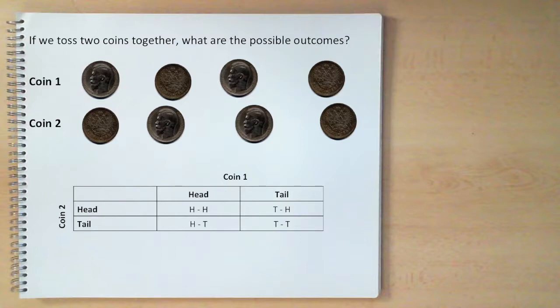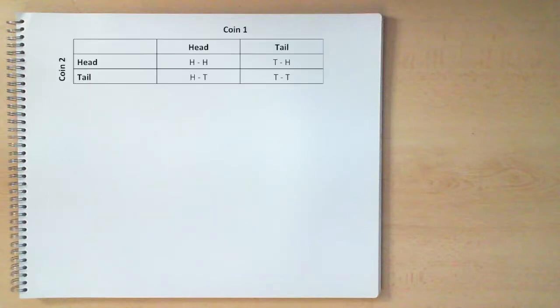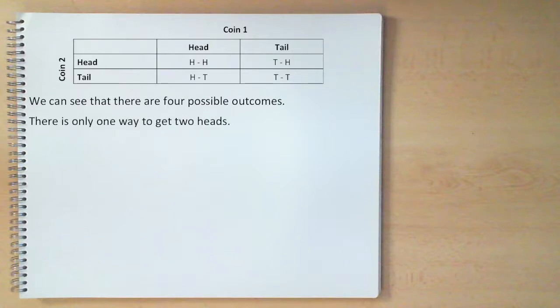This kind of diagram is called a sample space diagram. It enables us to list all the possible outcomes, and we can use this to work out the probability of any of the outcomes that we see. So if we wanted to know, for example, the probability of getting two heads, we can see there's only one way from our sample space diagram. There are four possible outcomes, only one of those ways is two heads. So the probability of two heads is 1/4, or a quarter.